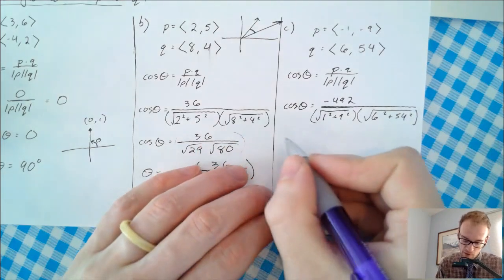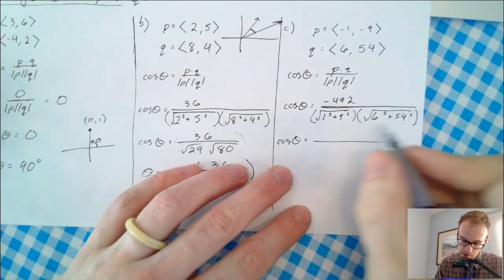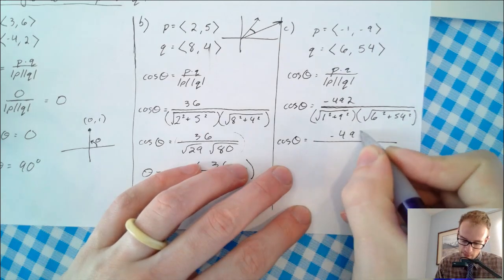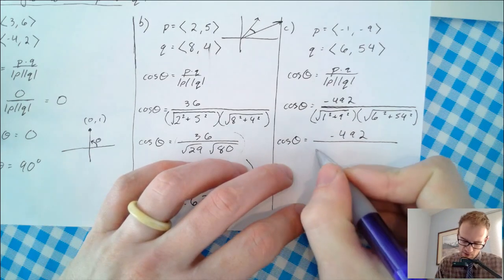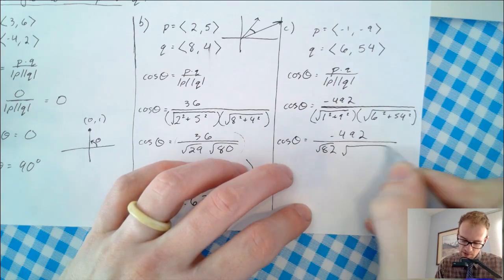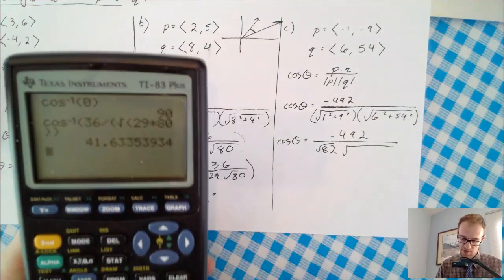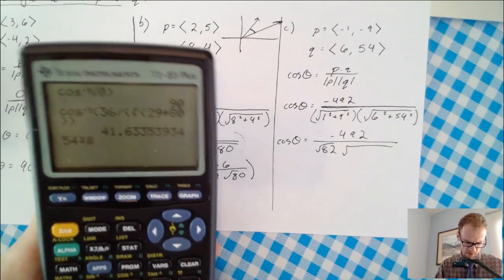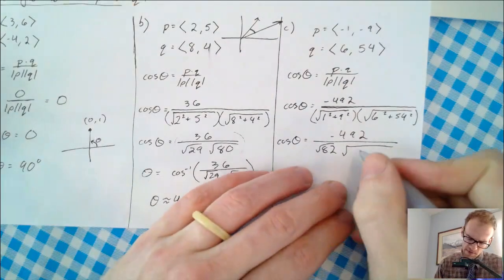Okay, so cosine of theta equals negative 492 over square root of, let's see, 81 plus 1, that's square root of 82, times square root of 6 squared, which is 36, plus 54 squared. 54 squared plus 36 is 2,952.